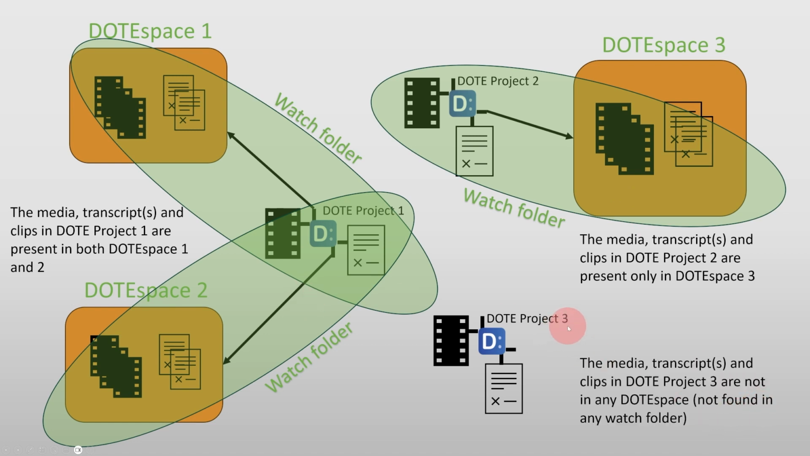And then DOTE project 3 is not included in any watch folder, so it's actually not in any DOTE space. Can't be found, it won't be catalogued, and so we only catalogue and check and rescan every time you run DOTE space. This one will never be found unless it's included in one of the watch folders or a subfolder. So hopefully you get the idea there of how this works.